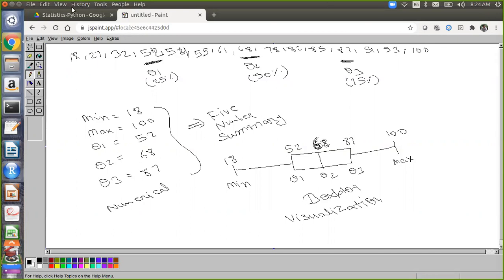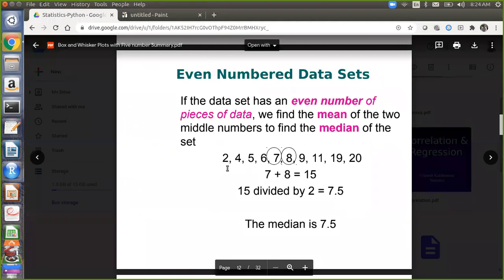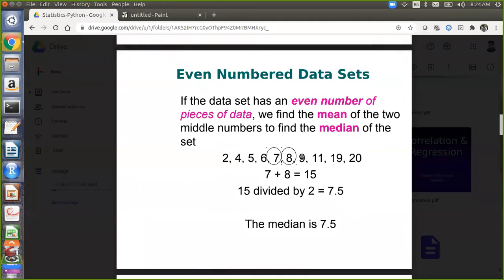Now suppose you have a case such as shown here, where you have an even number of values: 1, 2, 3, 4, 5, 6, 7, 8, 9, 10. When you have an even numbered data set, there is a different way to find the median. You have to find the two center values and take the average of them. 7 plus 8 is 15, divided by 2 is 7.5. Now you enter this 7.5 between 7 and 8. Once you write it in between 7 and 8, the data set becomes odd numbered again. Then, in a similar way, you can calculate Q1, Q2, Q3, minimum and maximum.